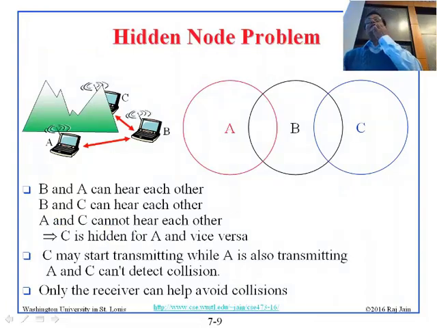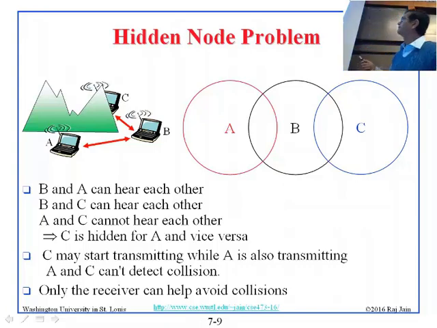Now, in wireless networks, we cannot use carrier sense multiple access with collision detection. We can use carrier sense multiple access, but we cannot detect collision. The way we detect collision on the wired networks is that if you are transmitting and I am transmitting at the same time, I can hear your signal and you can hear my signal. On the wireless, that may not happen.